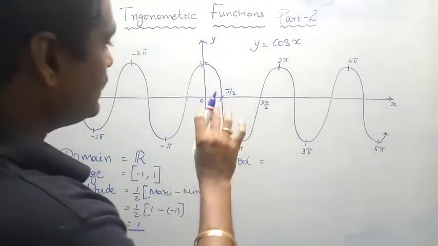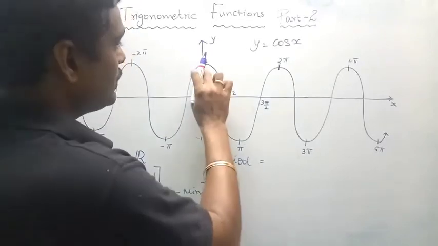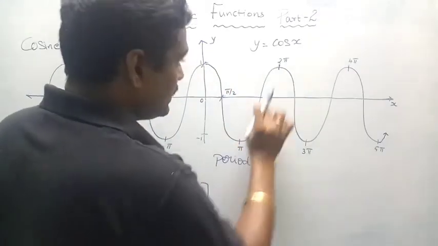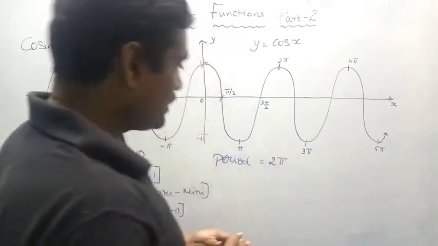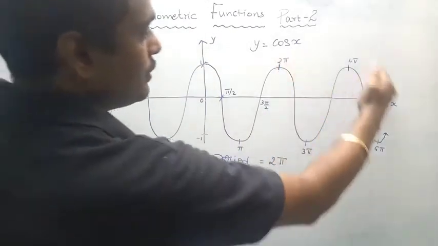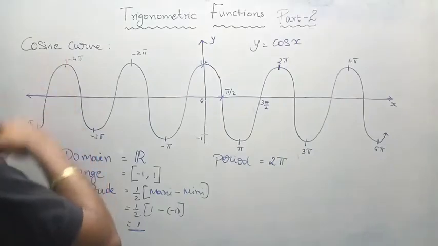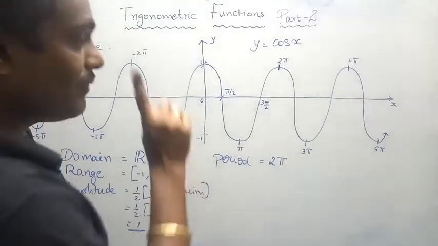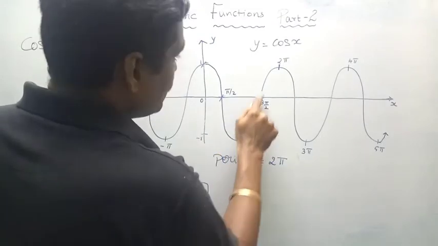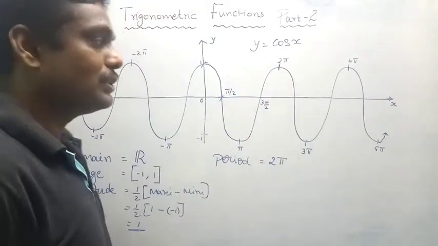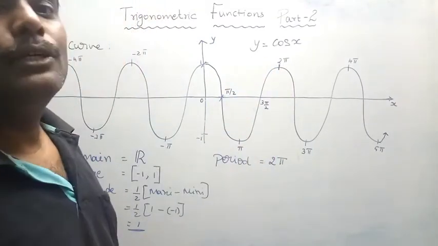So the period, from here to here, is 2 pi. It repeats the curve on either side, this side also and this side also. So the period is 1 cycle, that is from here, it comes here and goes up to 360. So 0 to 2 pi, that is, the period is 2 pi.